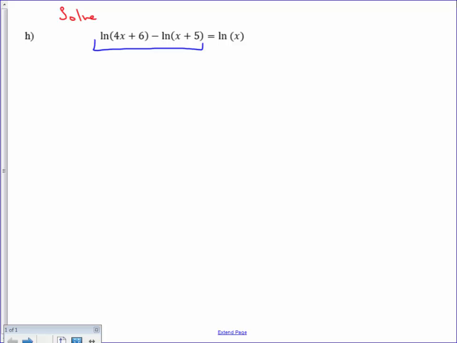So in this one, we have two logs on the left side. Those need to be combined together as one. Notice that this is the difference of two logs. If we have the difference of two logs, it can be combined by using a single log and then dividing the two arguments.